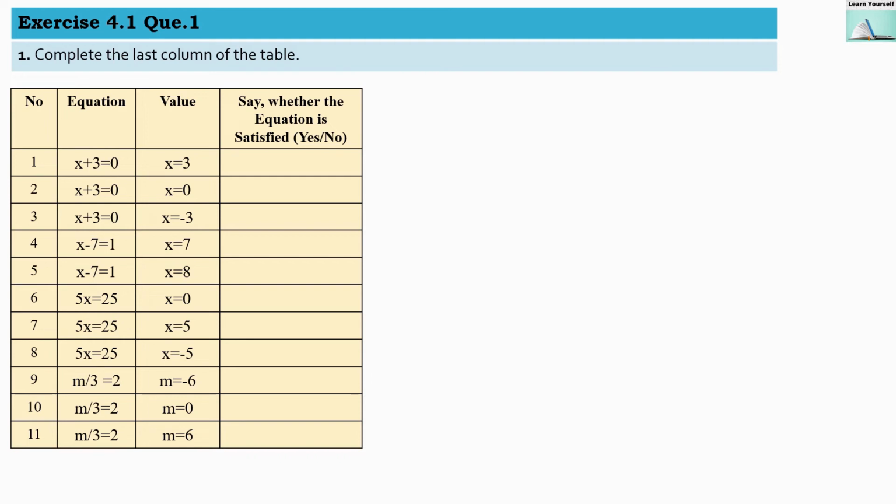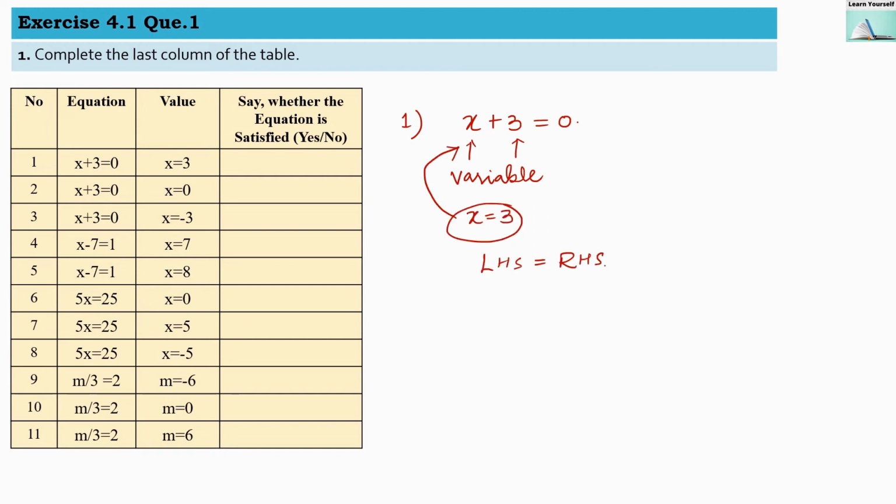So our first equation is x plus 3 equals 0. We have here one whole number. This is a variable. The variable's value they have given is x equals 3. So when we place this value, x equals 3, in this equation, is the equation satisfied or not? That also means that for x equals 3, is this equation true or not, that we have to check.